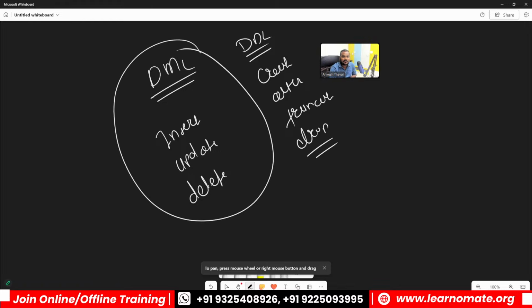For DML commands only we have commit and rollback. And this category we call which category? Transaction. Commit and rollback is the category in SQL. What is that category? Transaction. Transaction command. TCL, transaction control language. Okay. Clear?